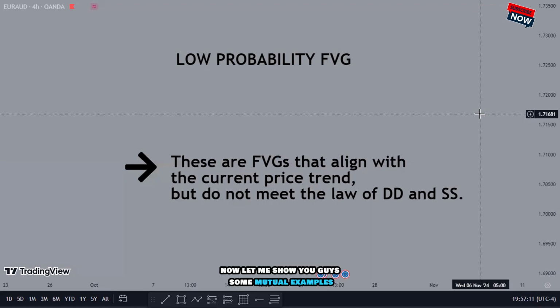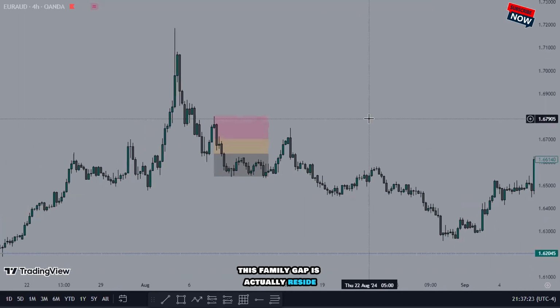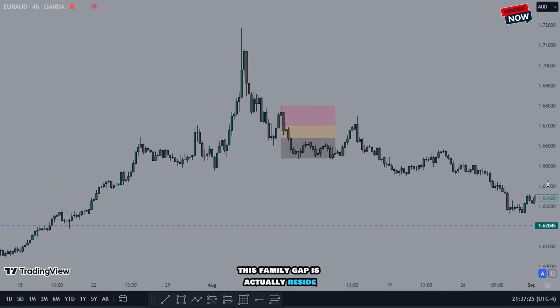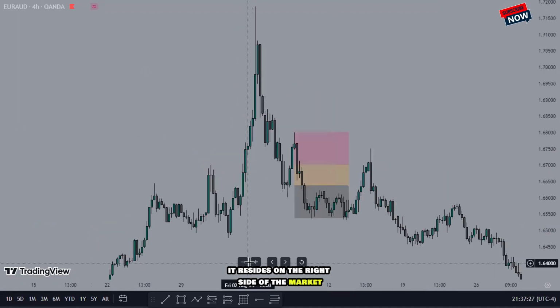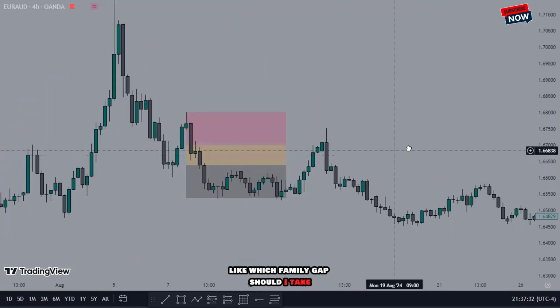Now, let me show you guys some real chart examples. So this is an example of a low probability fair value gap. This fair value gap actually resides on the right side of the market. You feel me? Now it's one of those fair value gaps that you look at and you're like, which fair value gap should I take?